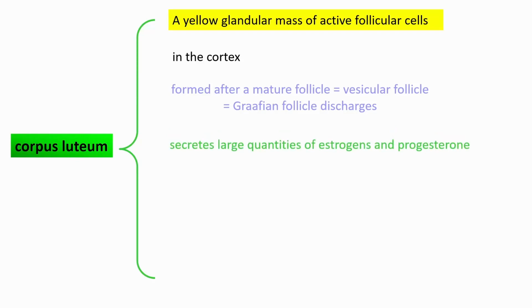If it is a glandular mass, what does it secrete? It secretes large quantities of pregnancy promoting hormones, hormones that act to make pregnancy continue. And what are these hormones? They are the estrogens and progesterones.